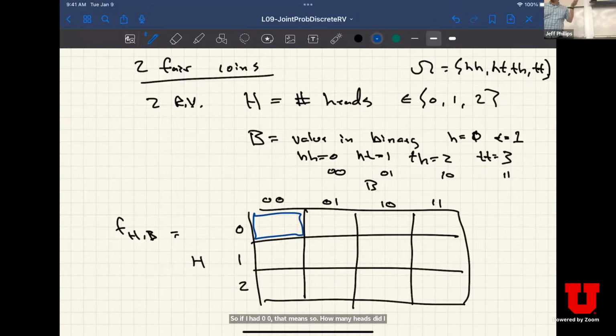So I had 0 heads, right? So the probability that this event happened was 0. I can't have both of those things happen, right? In fact, the probability I had 0 heads and 1 head was also 0. And the probability I had exactly 2 heads, this was a 0, 0, this was 1/4.